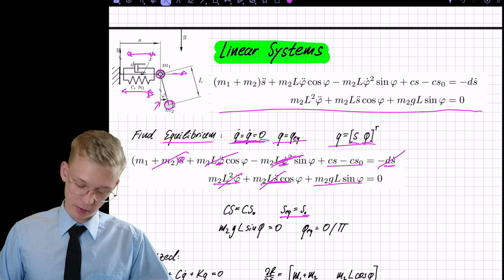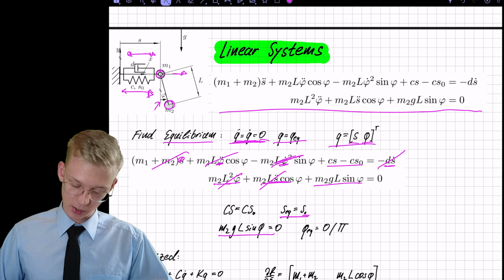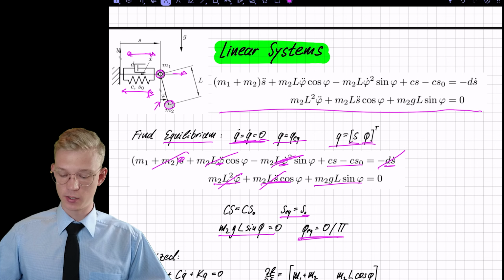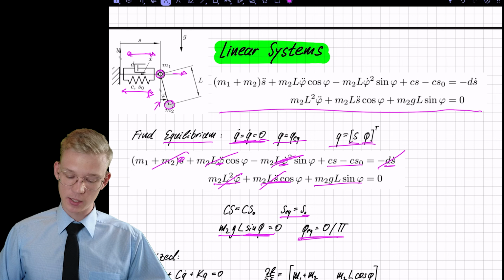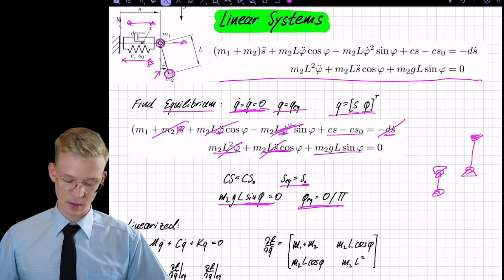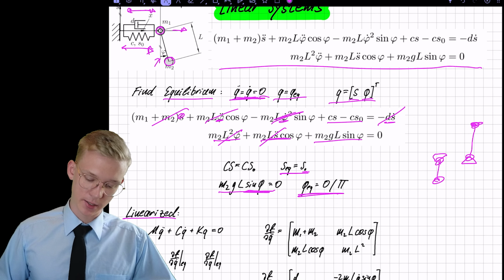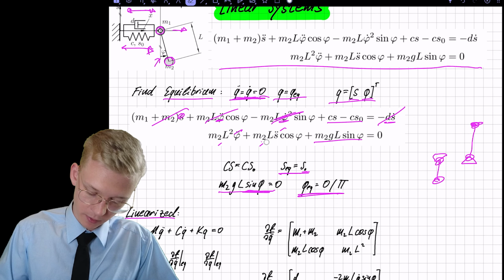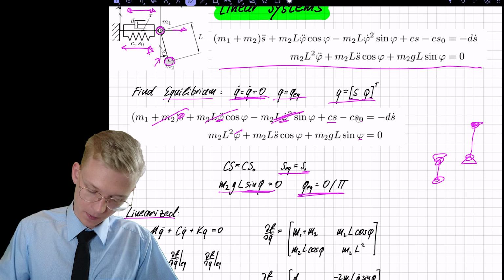Then for the angle phi, we have this equation, and we have again either 0 or pi. So you already see that if you have a sine, it's most of the time a pendulum, and it's either hanging from top to bottom or it is balancing upside down. Now we linearize.